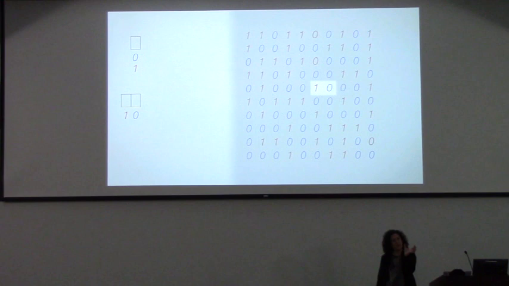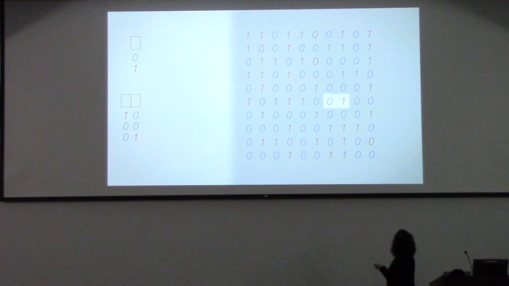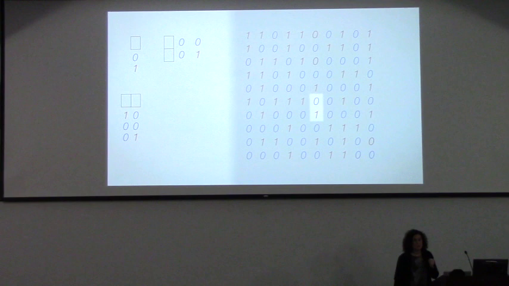So let's look first at the horizontal. 1, 0 fills it in. 0, 0. And there's at least another one here, 0, 1. There are 3 ways to fill in this window of size 2. If I look at the vertical window of size 2, well, I can fill that in with 0, 0, 0, 1.